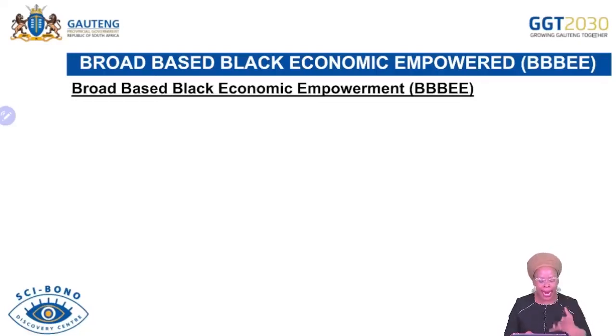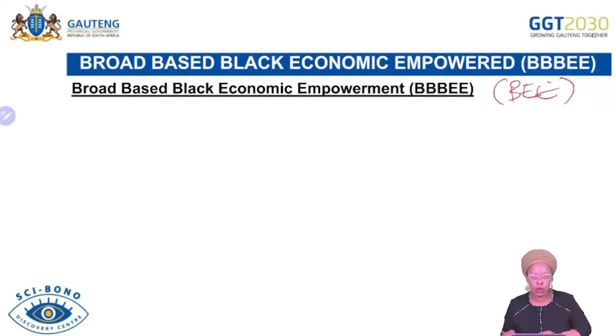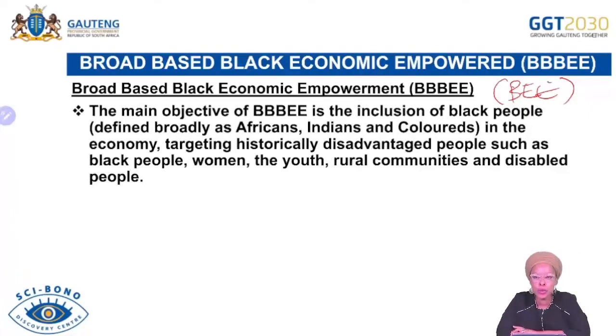So through the Black economic empowerment, remember previously it was just called Black economic empowerment. So even your textbooks still refer to it as Black economic empowerment, but now it's called broad-based Black economic empowerment. So let us look at how it works. The main objective of the Triple B is the inclusion of the Black in the economy. We were excluded previously in the economy, but now with the Triple BEE, we should be included in the economy so that we can participate.